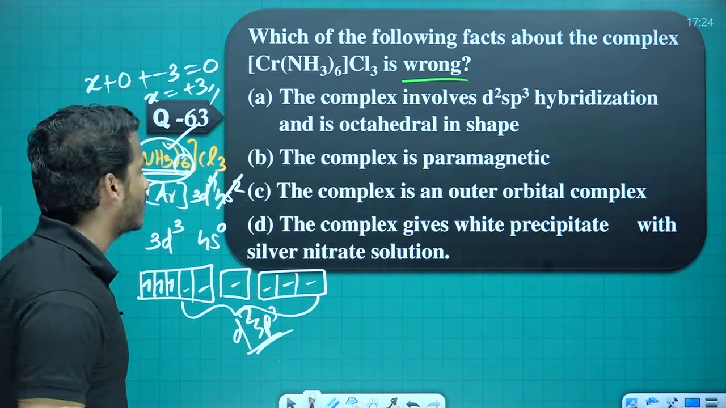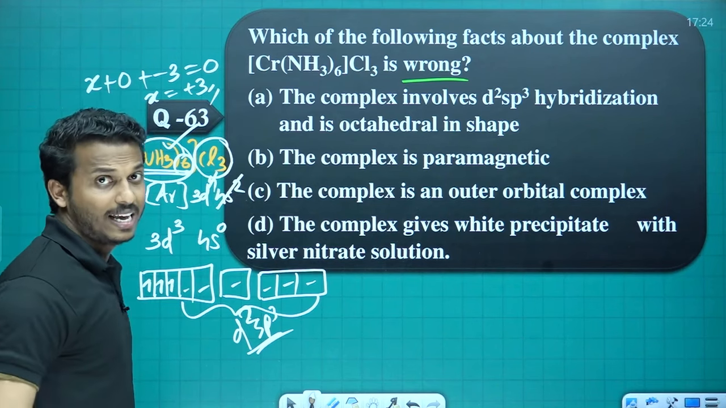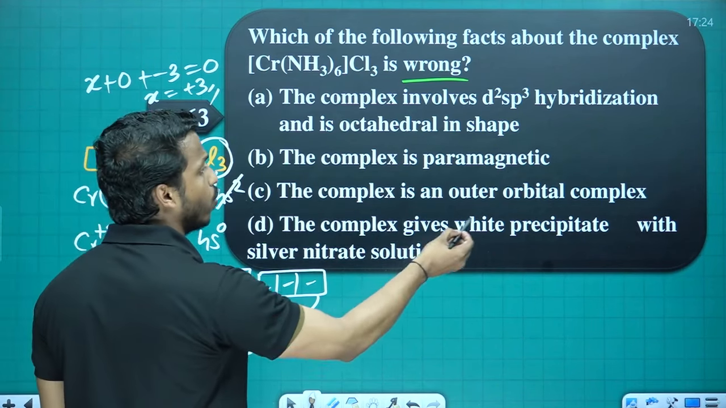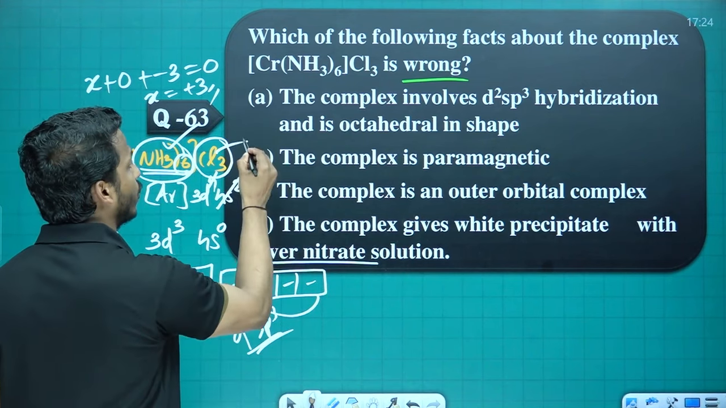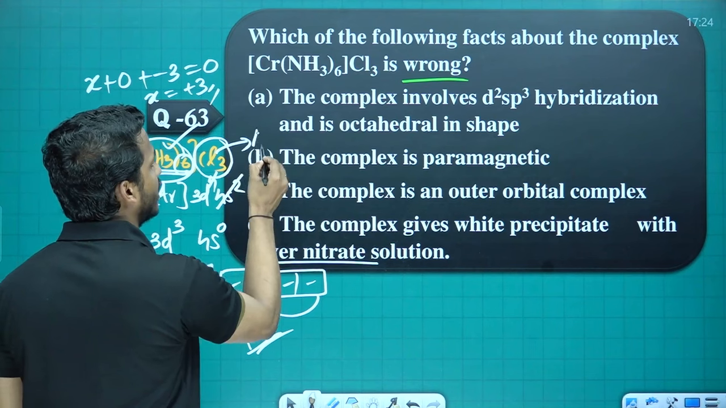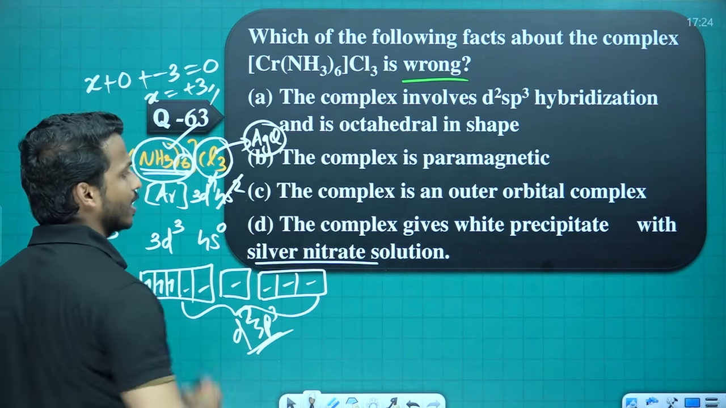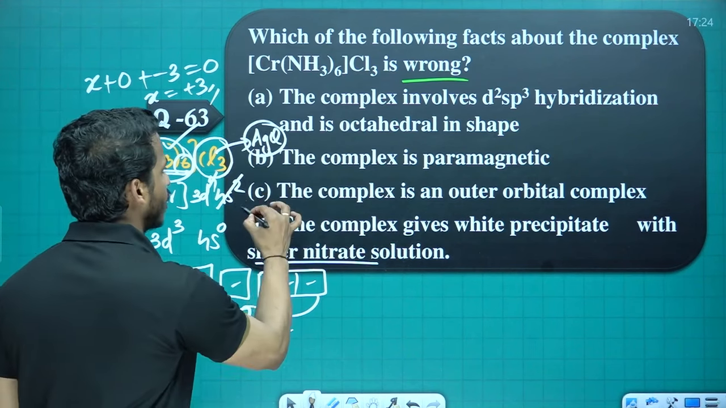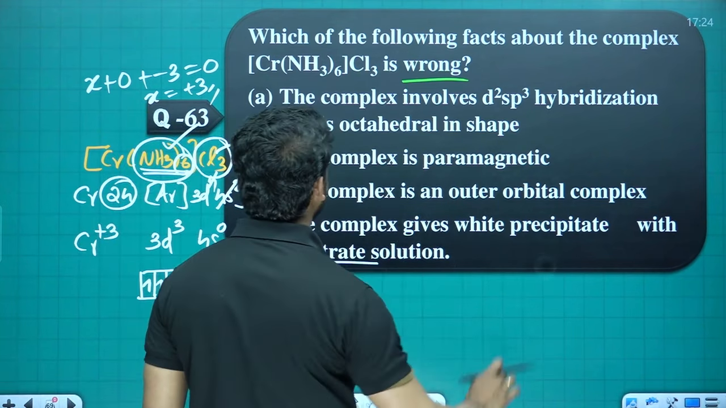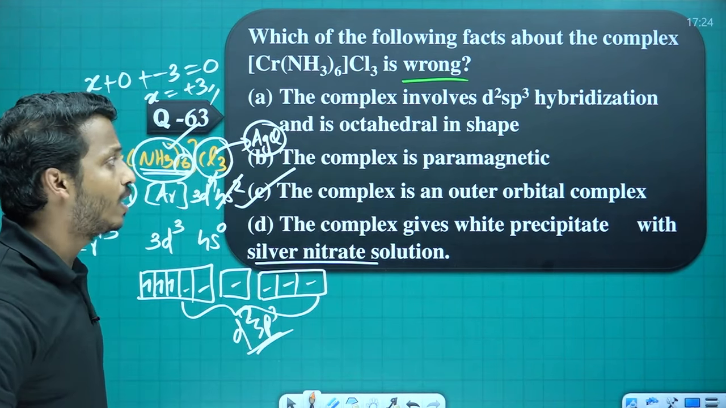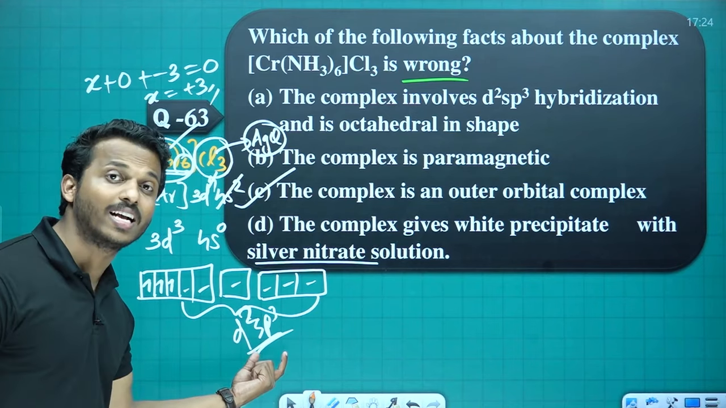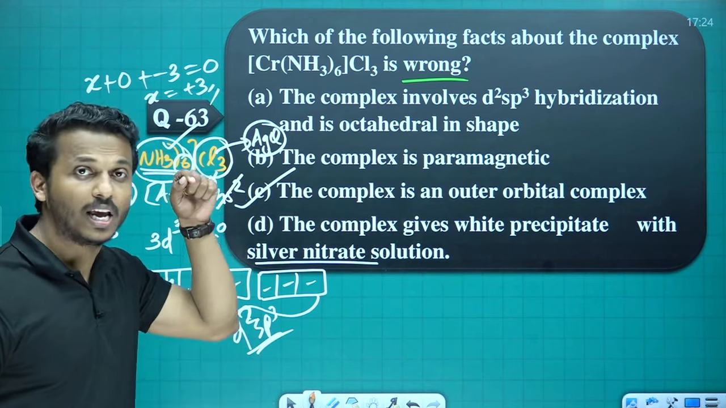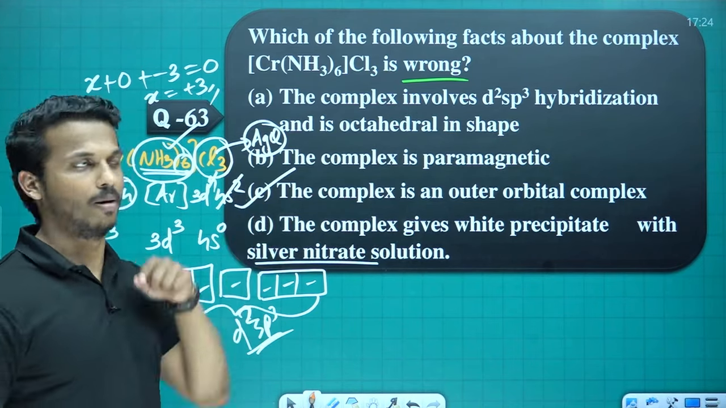Can it give a white precipitate with silver nitrate? Yes, right? Because with silver nitrate, silver combines with the Cl and you will get AgCl. Yes, a white colored precipitate. So which is the wrong statement? C, that the complex is an outer orbital complex. No, the hybridization comes as d2sp3, so it should be an inner orbital complex.